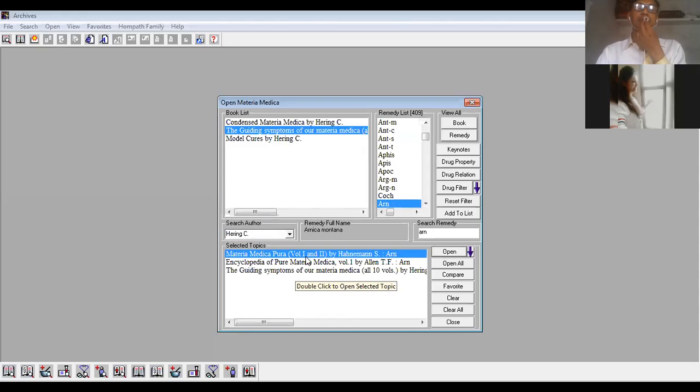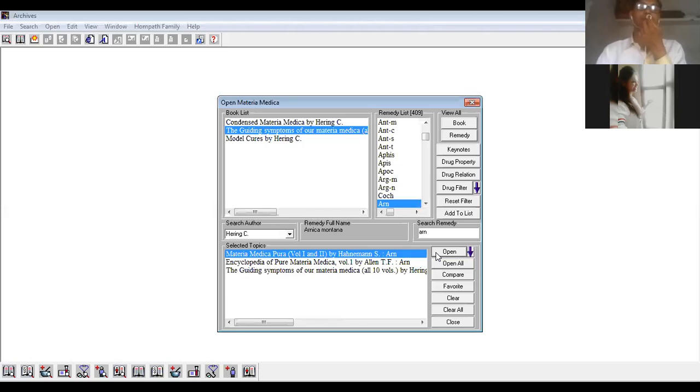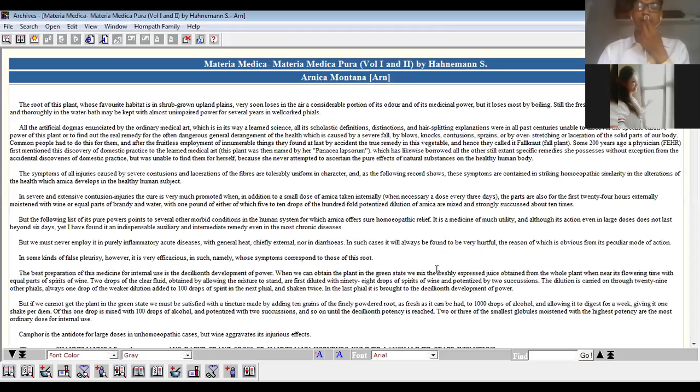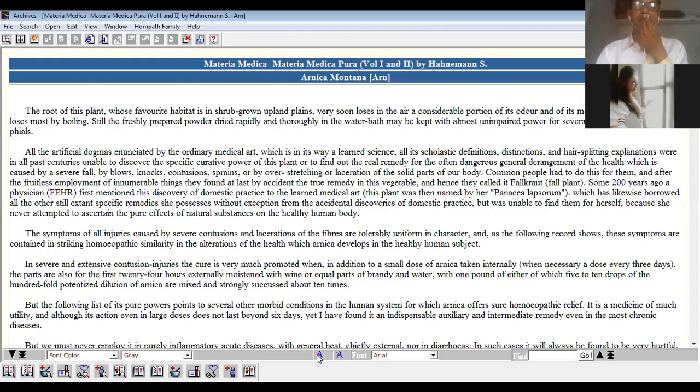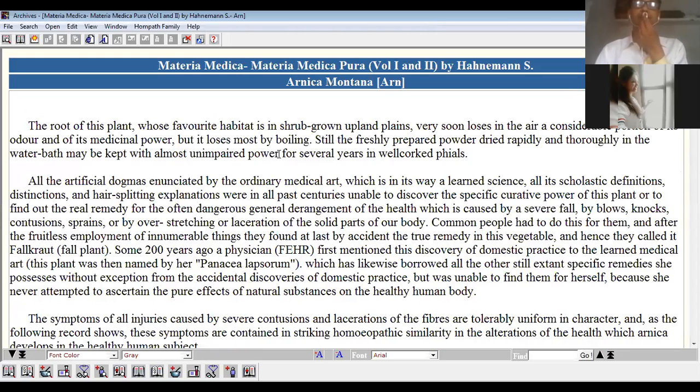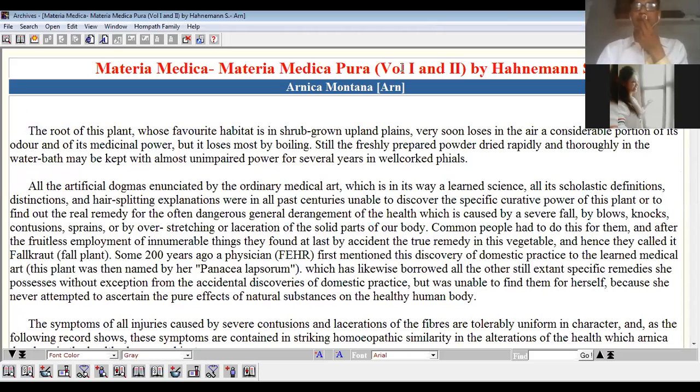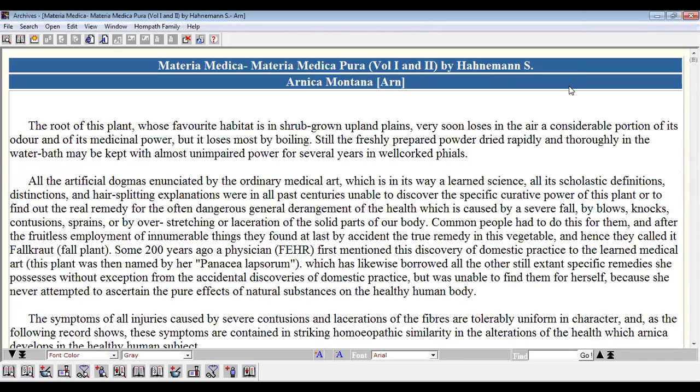First we will see Materia Medica Pura volumes 1 and 2. You must have heard these names as a source book of homeopathic materia medica. I will first open arnica from the homeopathic Materia Medica Pura. Are you able to see it? Is the screen sharing proper? I have enlarged it. So this is the Materia Medica Pura volume, probably volume 1, by Dr. Samuel Hahnemann, and this is the first medicine, Arnica montana. We'll just go through this Arnica montana.